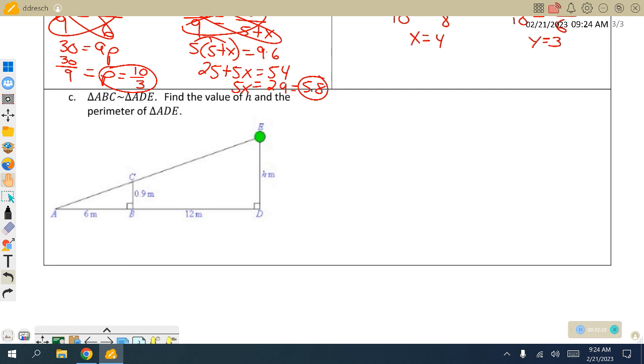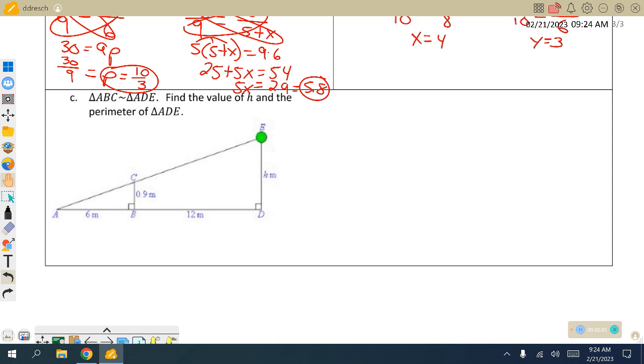How many triangles we got on the last one? 2. Separate them out. Help us find H. So we got this smaller triangle, and we can see this bigger triangle there. The reason we're going to do that is because at the very top it says we have similar triangles again. We've got that small triangle.